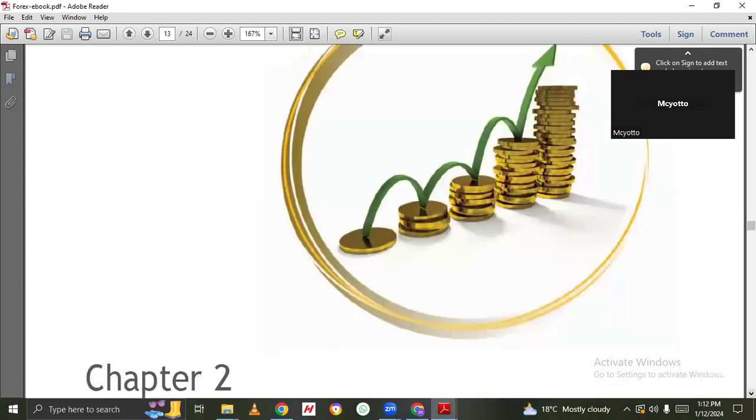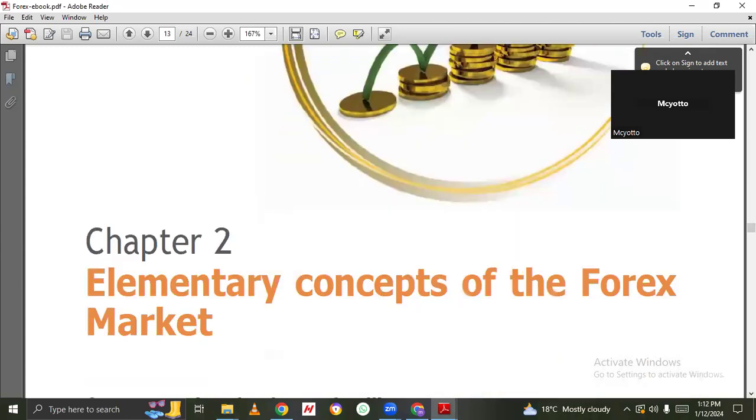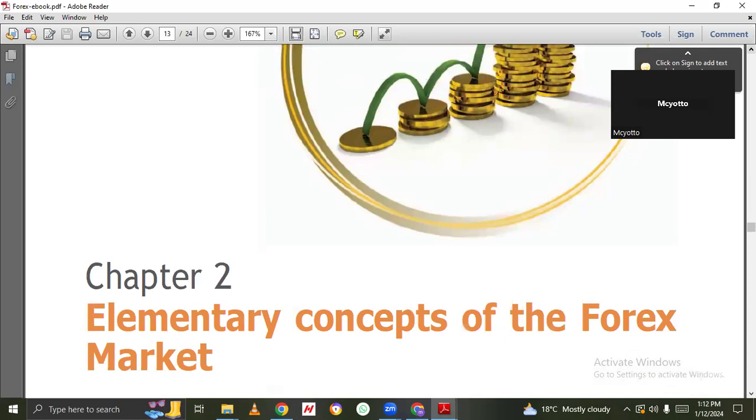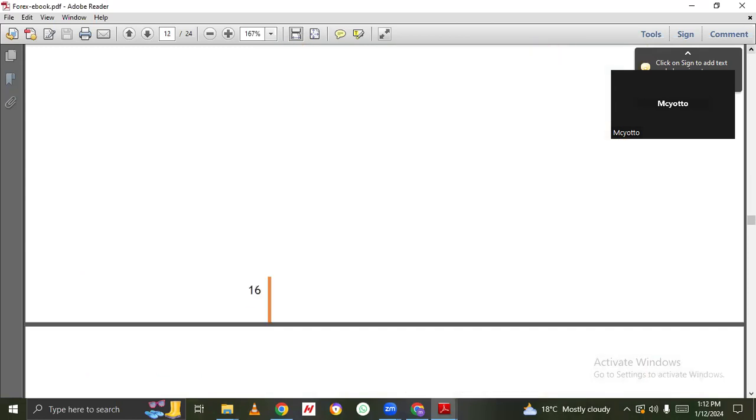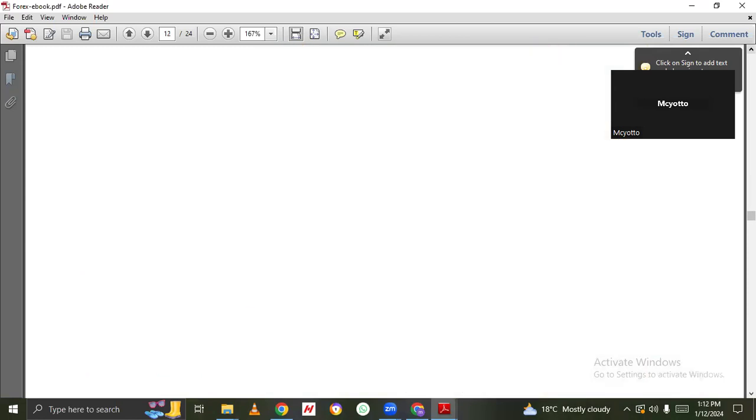So you can see this is chapter 2, elementary concepts of the forex market. I also gave you terminologies, so now we'll be using them in a real sense.